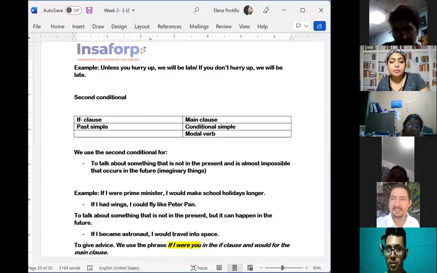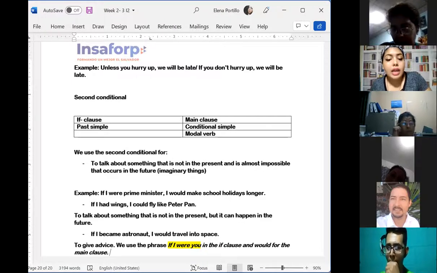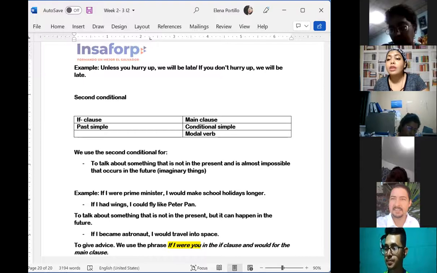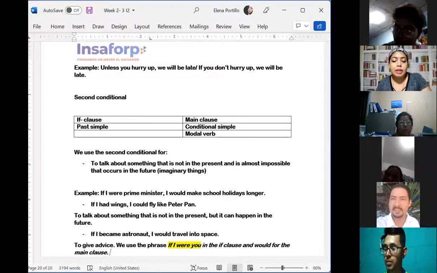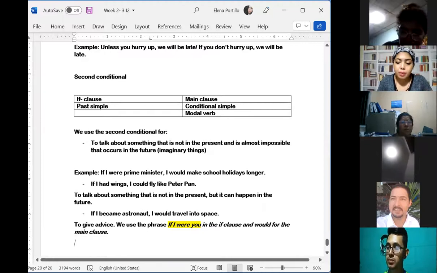So in this case, to give advice, we are going to use in the if clause, if I were you. In this case, si fuera tú, we are going to use that phrase to give advice. And we are going to use will for the main clause. That is something that is not going to change. So we have the example.